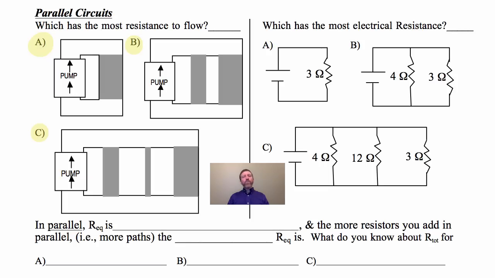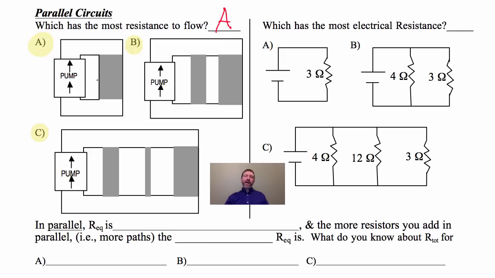Now, there's a very, very common mistake that is typically made right here. People think, oh, more resistors. Shouldn't it be more resistance if there's more resistors? In fact, the lowest resistance to flow in this case will be from C. So the most resistance is A. A has the most resistance. Now, why is that? What's going on?